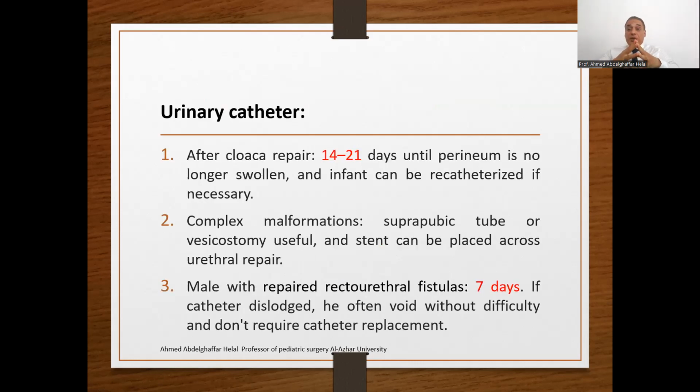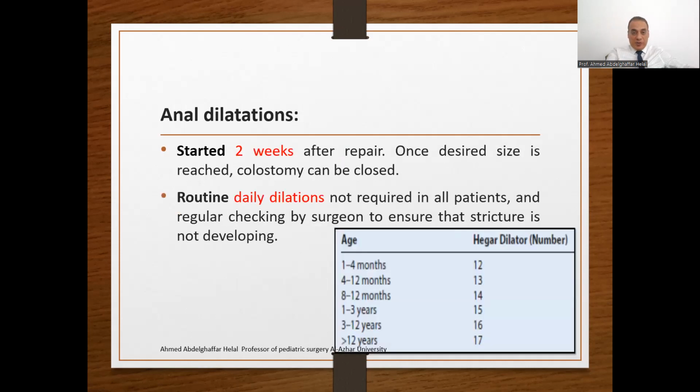Regarding the urinary catheter, after the cloacal repair, the catheter remains for 14 to 21 days until the perineum is no longer swollen, and the infant can be recatheterized if needed. The complex malformations of the cloacal anomalies may need a suprapubic tube or vesicostomy. Regarding the rectourethral fistula in the male, we leave the catheter for 7 days. If the catheter is dislodged, however, the baby often voids without difficulty, and we don't require catheter replacement.